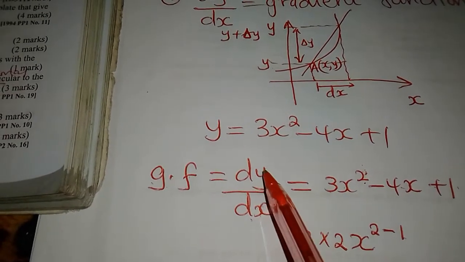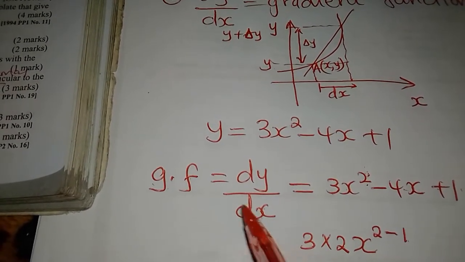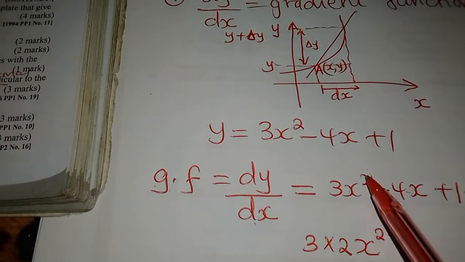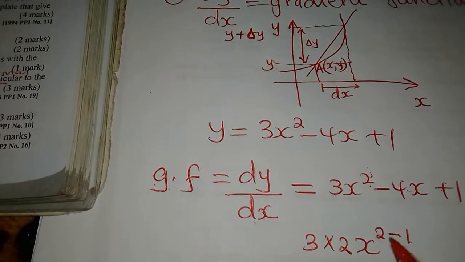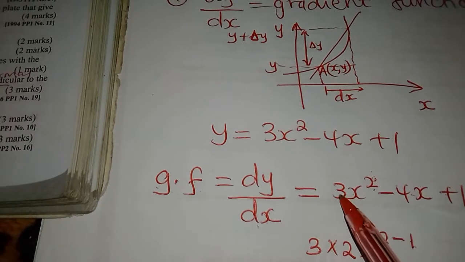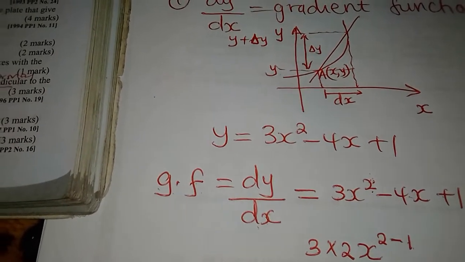when you are differentiating to get the dy dx or the gradient function, just pick the power, multiply by the coefficient of x, then reduce the power by 1.